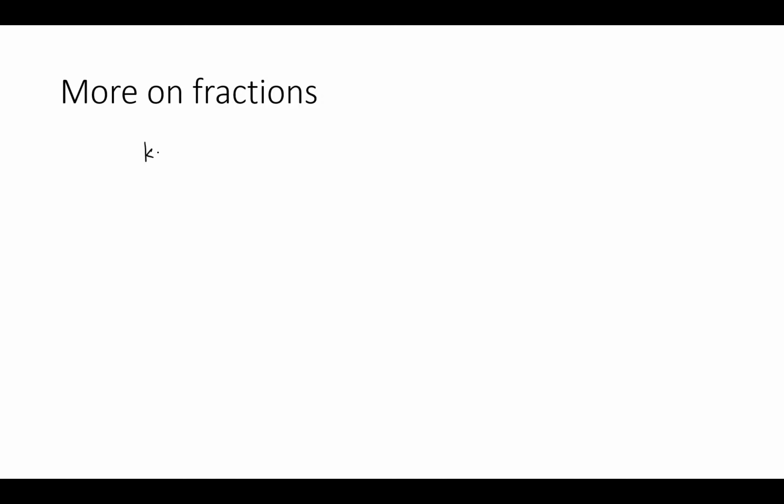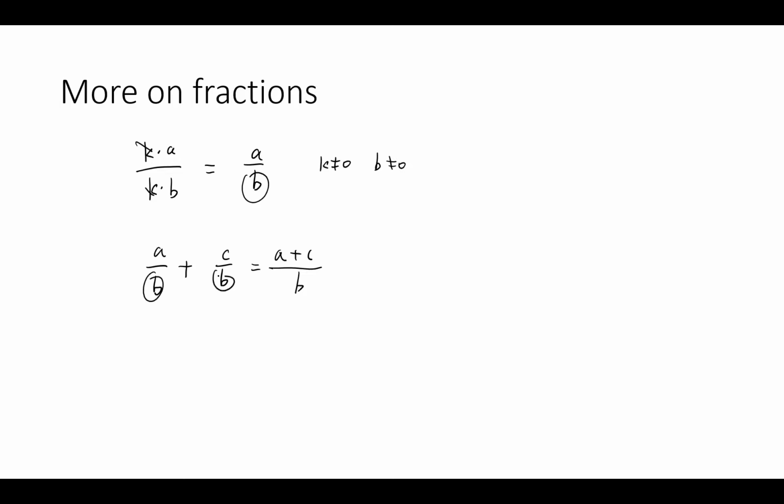Say we have the expression k times a divided by k times b. In this case, we can usually simplify it as a over b, and that's because we assume k is not equal to 0, because it lives in the denominator. One more: a over b plus c over b. Now we can usually express it as a plus c over b, adding the numerators together.